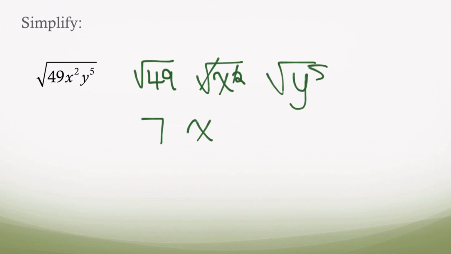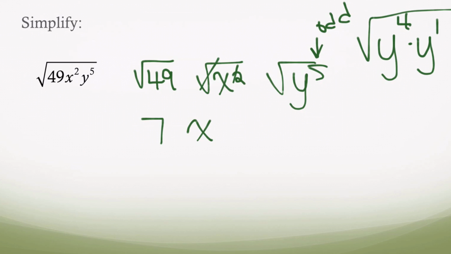Now let's look at the square root of y to the fifth. When I have variables, what we want to do is write them so that they are written as perfect squares. When I have an odd exponent, that adds a little bit of difficulty to the problem, but not much. What we have to remember is that when I have an odd exponent, we're going to rewrite it by pulling out one of those y's. So I have y to the fourth times y to the first, because remember our rules of exponents, if I have the same base, I could add the exponents. So it's kind of like we're subtracting it out.